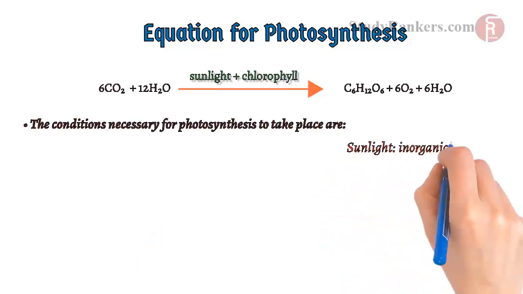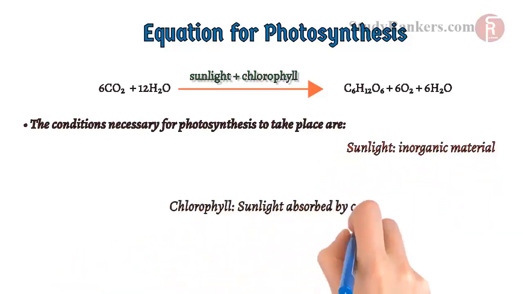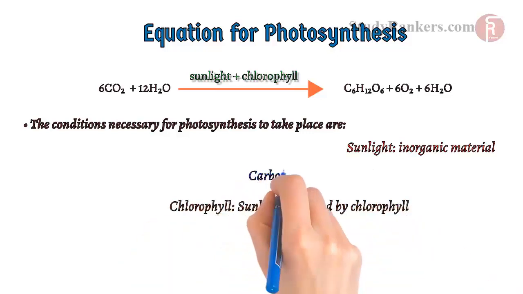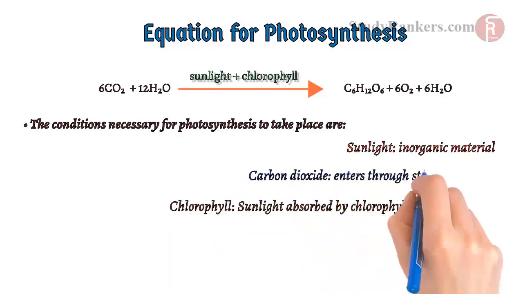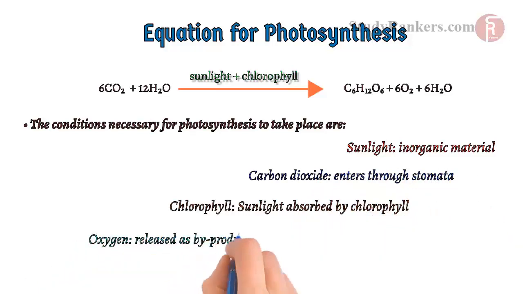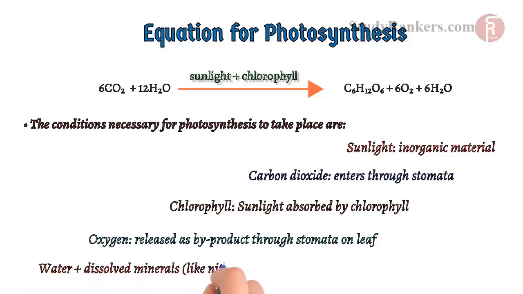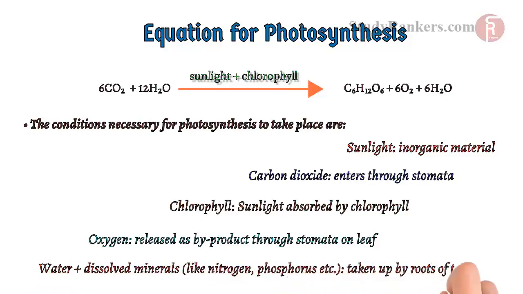The conditions necessary for photosynthesis to take place are sunlight, which is inorganic material; chlorophyll, as sunlight is absorbed by chlorophyll; carbon dioxide, which enters through stomata, and oxygen is released as byproduct through stomata on leaf; and water plus dissolved minerals like nitrogen, phosphorus, etc., which are taken up by the roots from the soil.